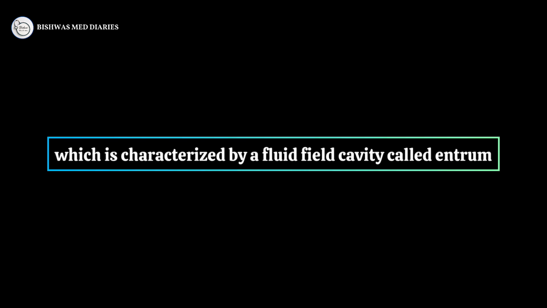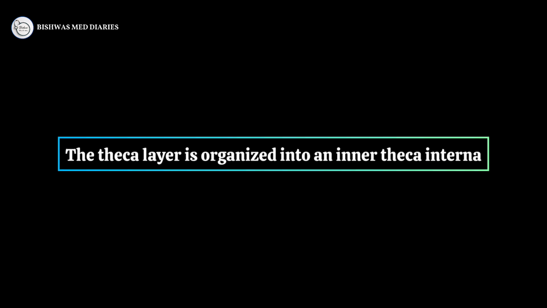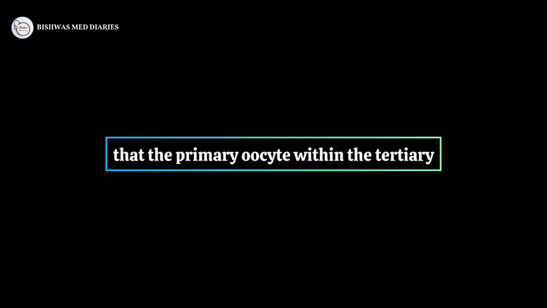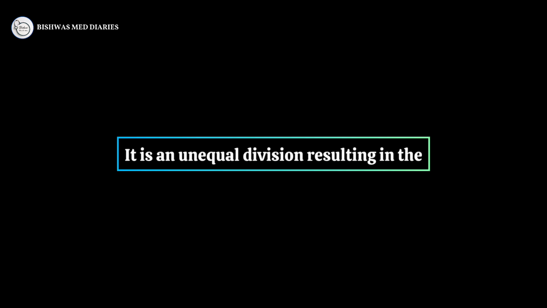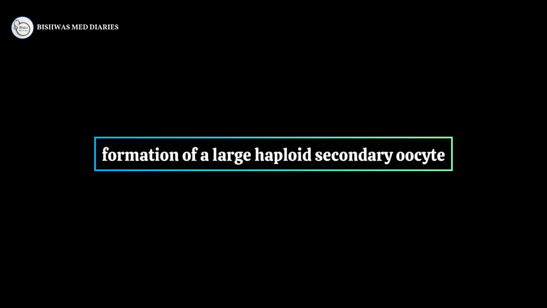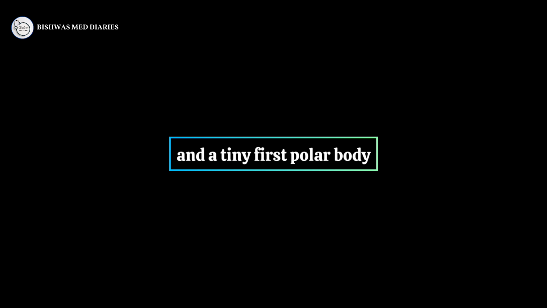The secondary follicle soon transforms into a tertiary follicle, which is characterized by a fluid-filled cavity called antrum. The theca layer is organized into an inner theca interna and an outer theca externa. It is important to draw your attention that it is at this stage that the primary oocyte within the tertiary follicle grows in size and completes its first meiotic division. It is an unequal division resulting in the formation of a large haploid secondary oocyte and a tiny first polar body.